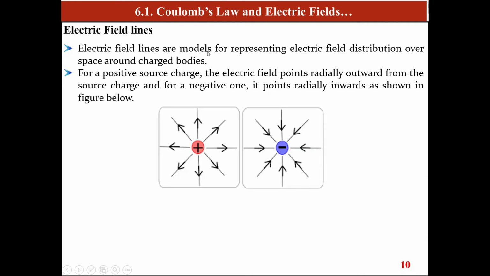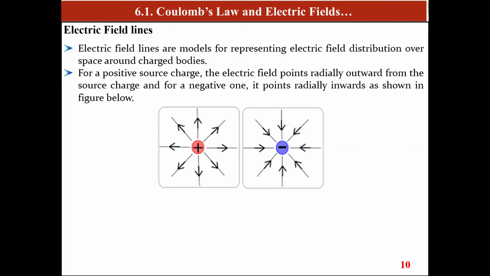Electric field lines are models for representing electric field distribution over a space around the charged particle. Like the different models we use, like the Bohr model for atoms, we use just like that. We have to use electric field line models just to make it very easy for understanding.